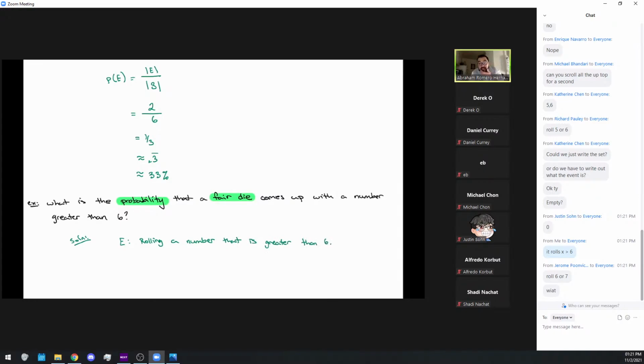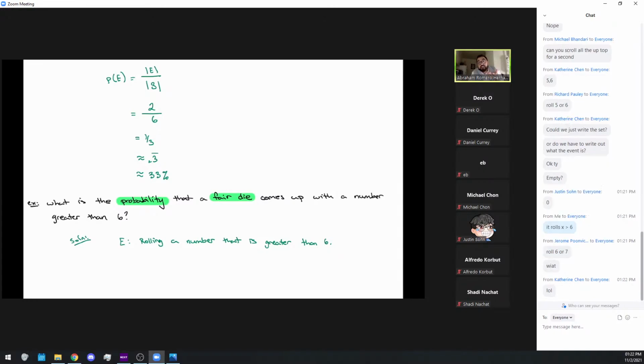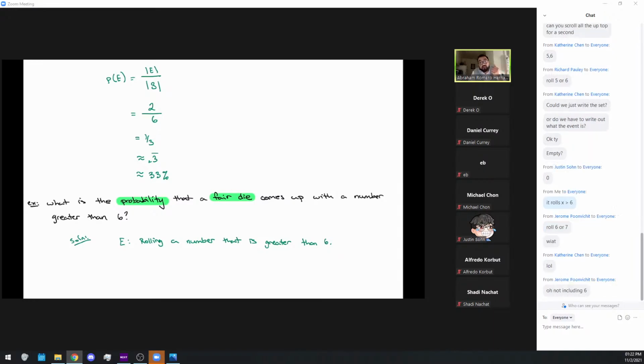You can't say roll 6 or 7, because it has to be a number greater than 6. So the event can't be rolling a 6, because that already contradicts it. It can be 7, because 7 is greater than 6, but what about 8? What about 9? What about 10? What about 11? What about 500? You see what I'm saying? You would actually have to write all those numbers down.